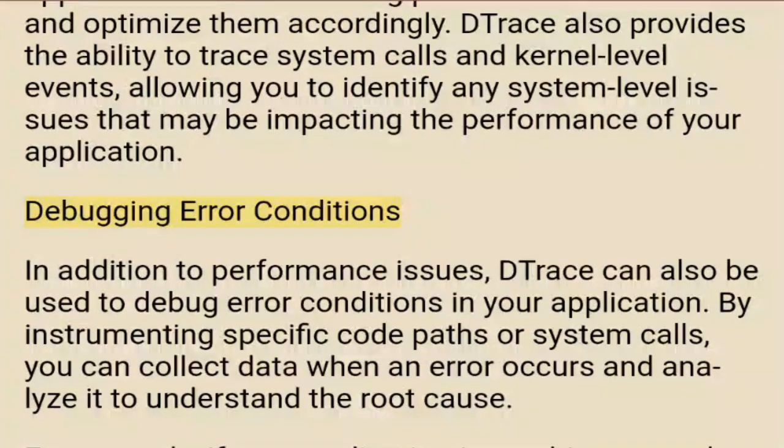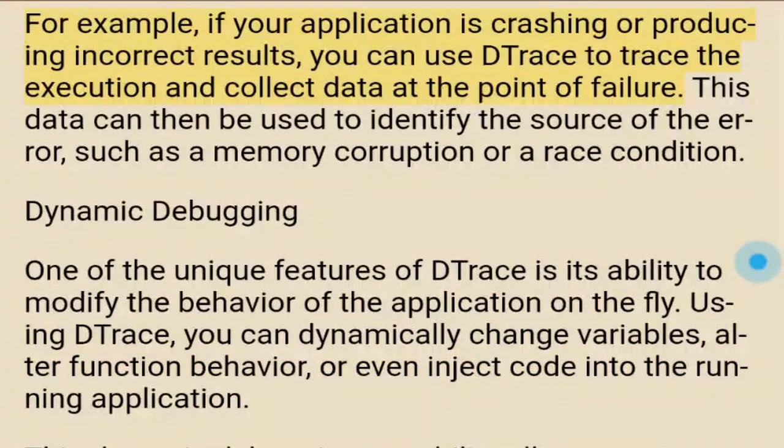Debugging error conditions. In addition to performance issues, dtrace can also be used to debug error conditions in your application. By instrumenting specific code paths or system calls, you can collect data when an error occurs and analyze it to understand the root cause. For example, if your application is crashing or producing incorrect results, you can use dtrace to trace the execution and collect data at the point of failure. This data can then be used to identify the source of the error, such as a memory corruption or a race condition.